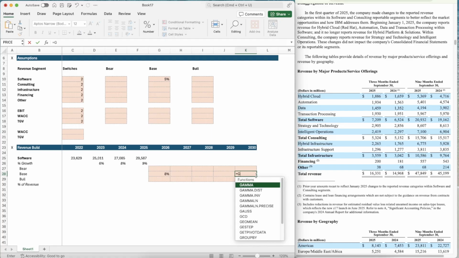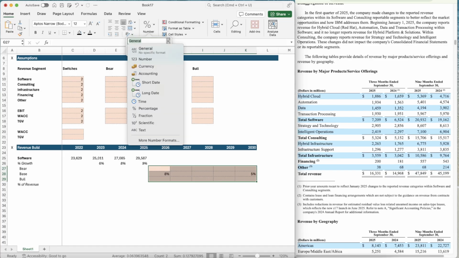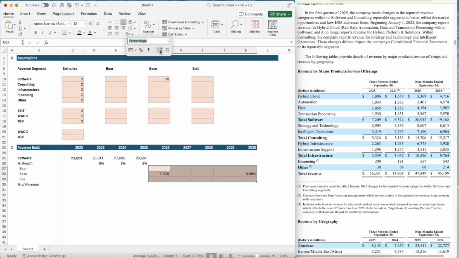G10. So make this cell equal to this one. And actually, this needs to be percentage. That's how we want it. Perfect. And we're saying for next year, based on the average of the last 3 years, we'd expect 7.79% growth. We are saying that by 2030, the growth rate for software will reduce down to 5%.